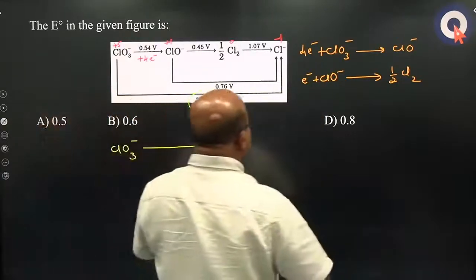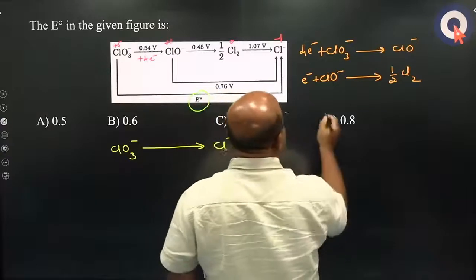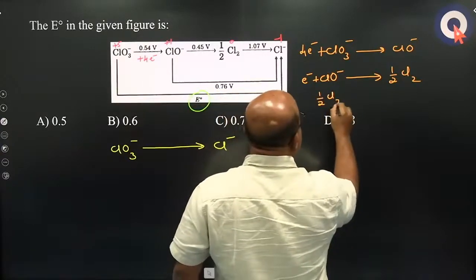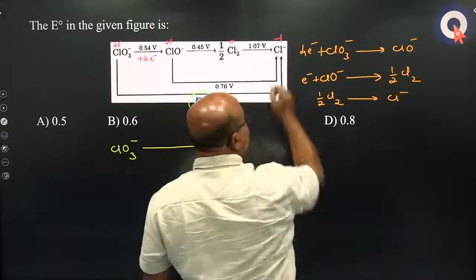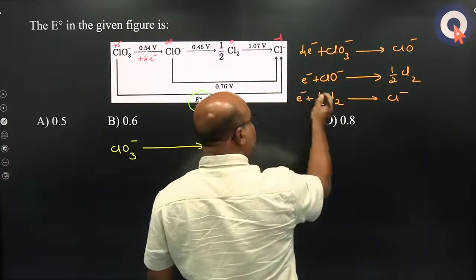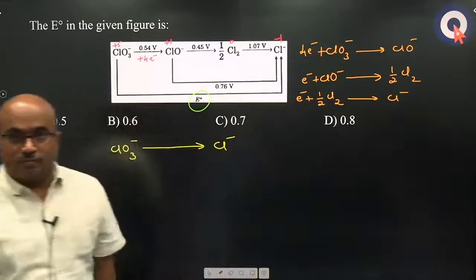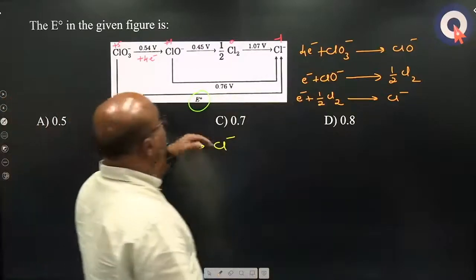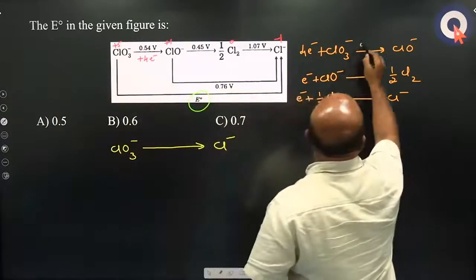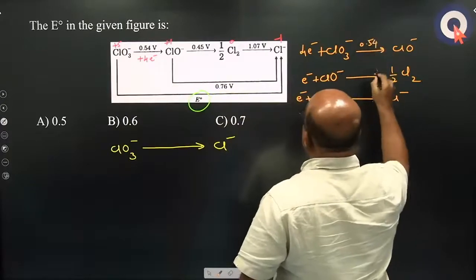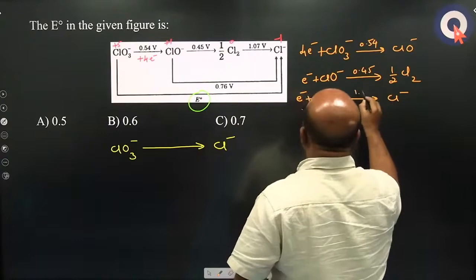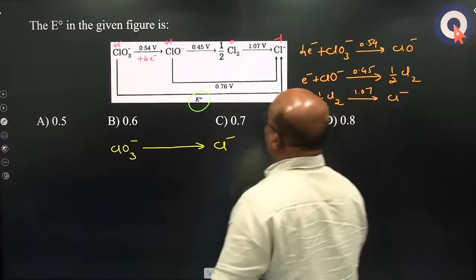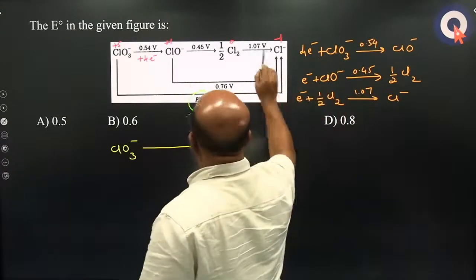So what we are trying to do, let us take the first cell reaction. Half Cl2 is converted into Cl minus. So here also the change is 1, so it is also 1 electron. What are the potentials given at this condition? This is 0.54. This is given as 0.45. This is given as 1.07. And even he gave direct to this condition.